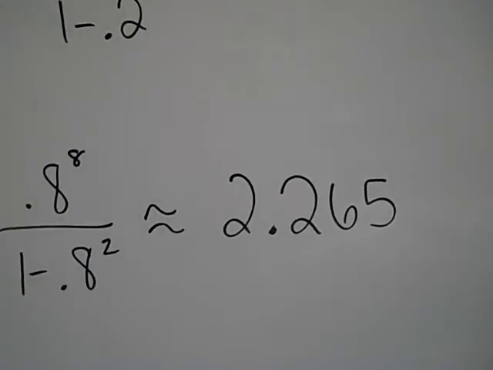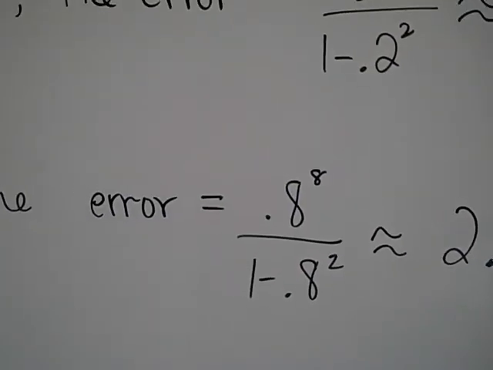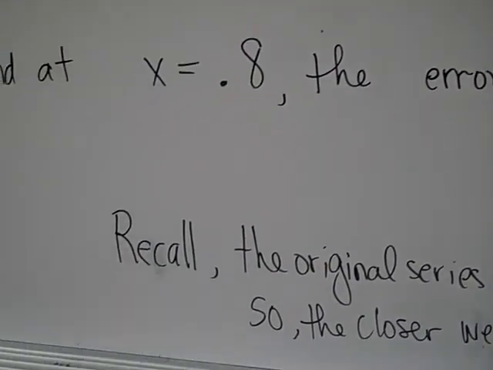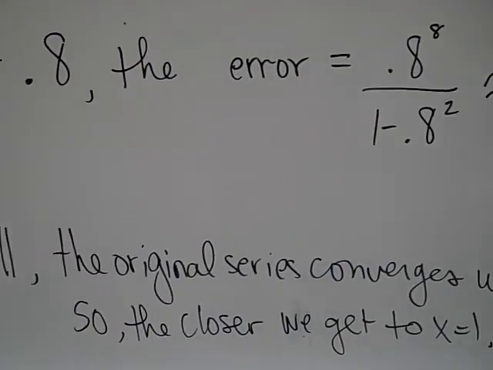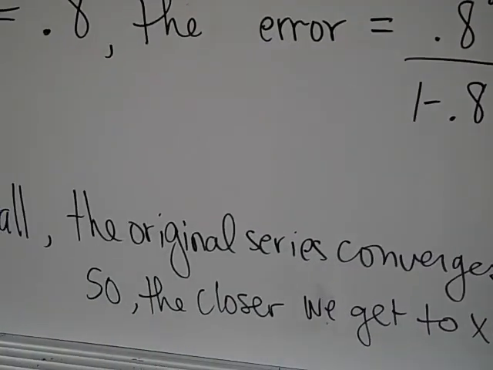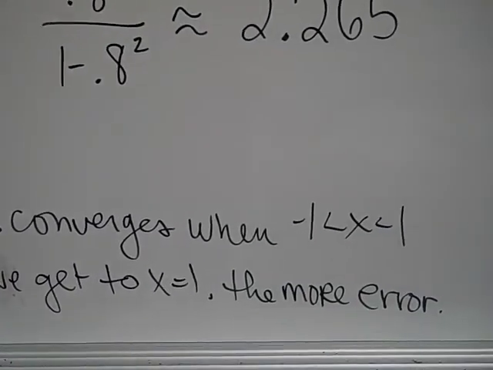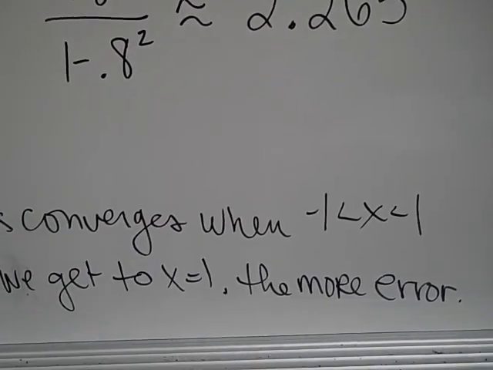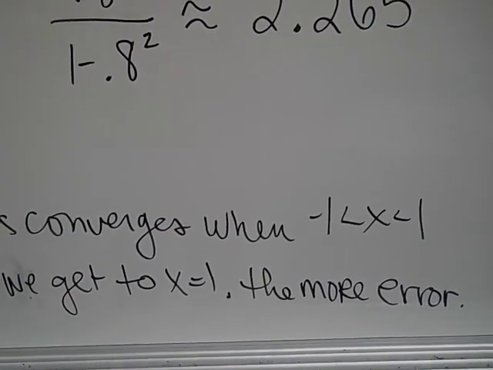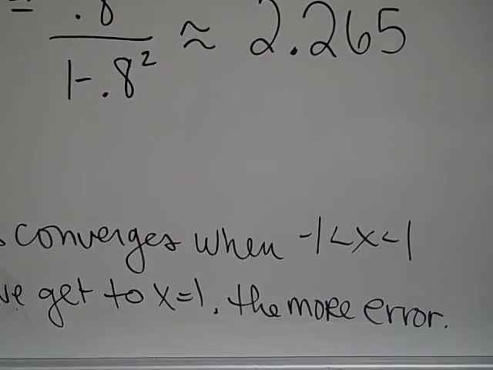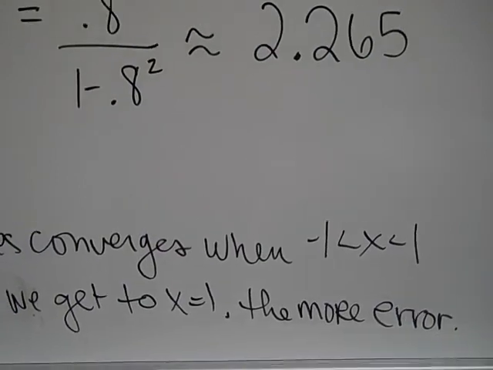Now remember, these are geometric series. Geometric series only converge when x is between 1 and -1. So recall, the original series converges when x is between -1 and 1. So obviously the closer we get to 1, the more error there is. This doesn't hold for anything beyond 1. It's only going to hold from x being -1 to 1, because anything other than that, the series don't converge at all, and the error is going to be ridiculous.